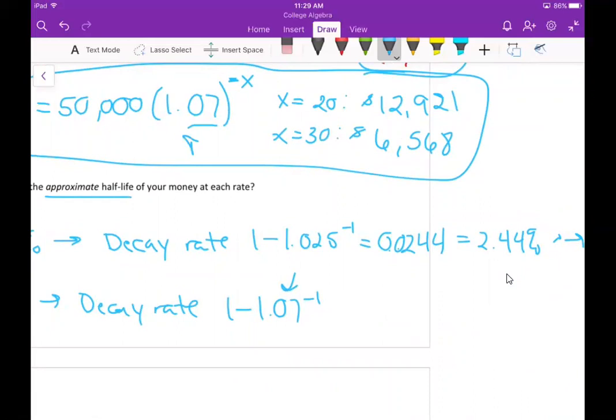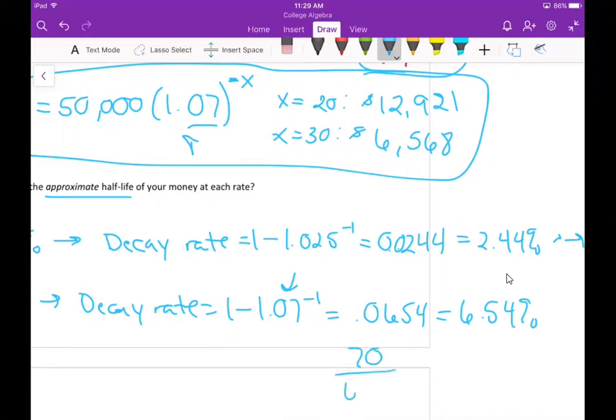This is your decay factor here, 1.07 to the negative 1. 1 minus that to get the decay rate. For 1.07, that'll be about 0.0654. So we can see that 7% doesn't quite match up. It's decaying at a rate of about 6.54%.